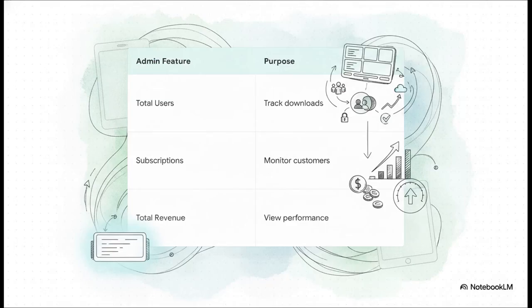Next up is Section 5, Admin Panels and Monetization. Look, an app isn't really a sustainable business without a way to manage it. But again, a simple text prompt to the AI generates a completely separate, fully secure admin panel URL. Your regular users won't see this. This custom dashboard gives you total visibility into the metrics that matter, tracking total users, monitoring active paying subscriptions, and viewing your total monthly revenue.